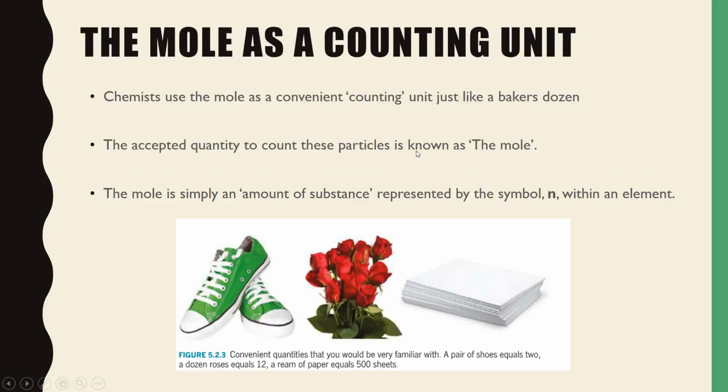So the mole has been used as a convenient way to count units, just like a baker's dozen. So instead of saying 12 eggs, I've got a baker's dozen. So I have 1 mole. It's a unit that we can easily count and we can easily quantify the number. And it's universal, so we all know the amount that you're talking about. So the accepted way to count these particles is known as a mole. It's really just an amount of substance represented by the symbol lowercase n with an element.